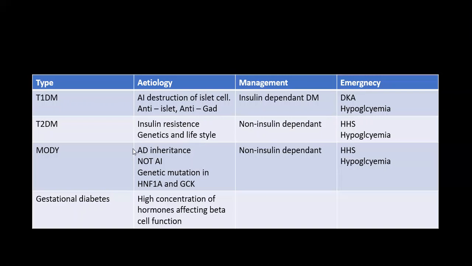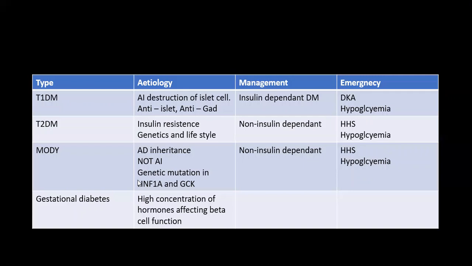We have MODY, which is maturity onset diabetes of the young. And this is an autosomal dominant inherited condition, which is not autoimmune. It's actually a genetic mutation in HNF1A and GCK, which are parts of the intracellular signaling pathway for glucose intake into the cells. So there's enough insulin on board, there's receptors on board, but there's just no downstream passing of that message along. So this is a non-insulin dependent type of diabetes as well. And again, similar to type 2, we have HHS and hypoglycemia.